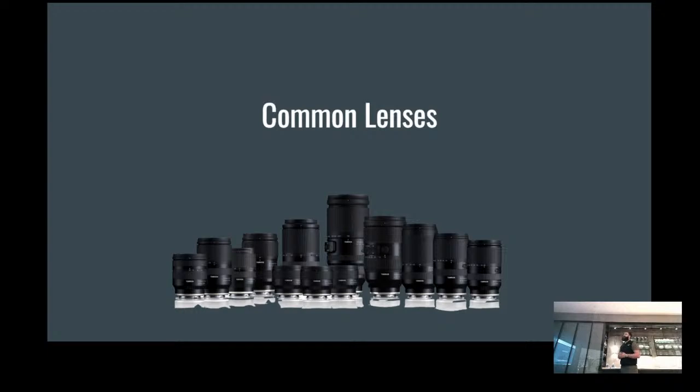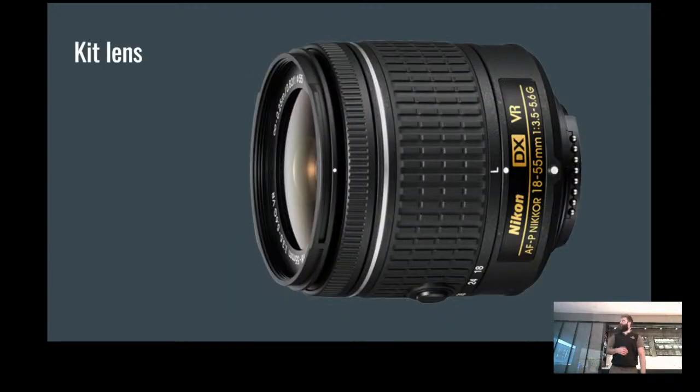Now we're going to talk about those common lenses, and then I'll tell you at the very end what you need. So the common lenses that you're going to see nowadays, first is your kit lens. Your kit lens is usually dictated by a couple different things. One, and probably the most important, is that this is what comes with whatever first camera you buy.